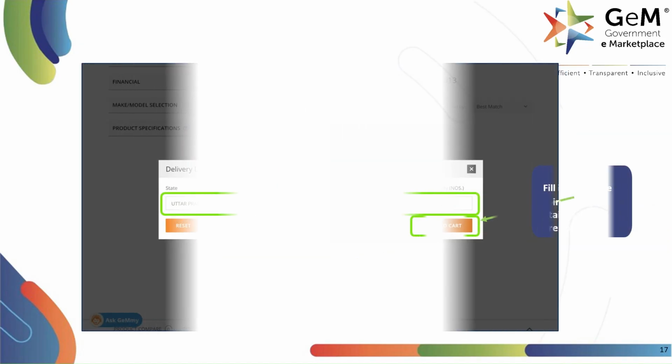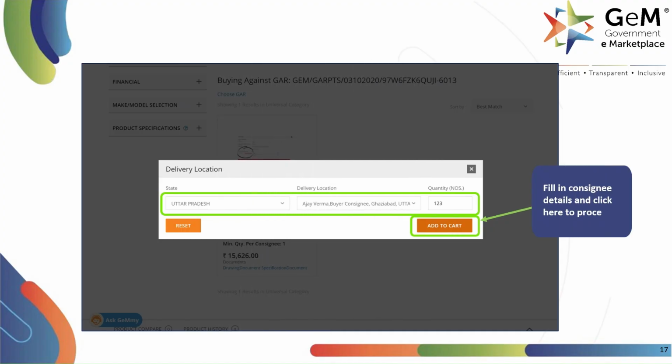Fill in the consignee details, type in the quantity of the product to be purchased and click on Add to Cart to proceed further.